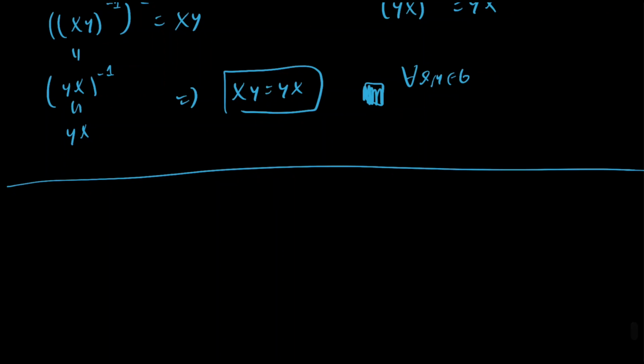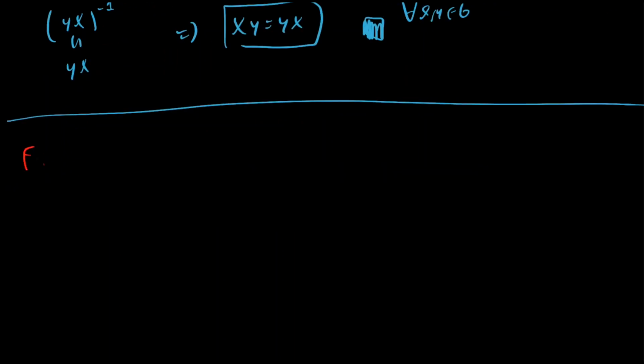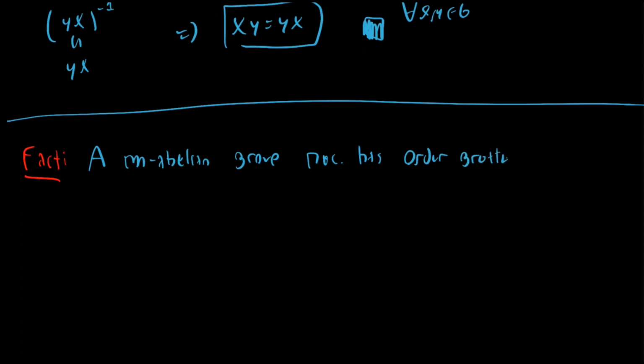So now I want to prove another fact about abelian groups, and that is that a non-abelian group necessarily has order greater than 4. We can actually say necessarily order greater than 5, but I think it's better that we prove that once we prove Lagrange's theorem. And for now, let's not worry about it. So for now, let's just prove that a non-abelian group necessarily has an order greater than 4.